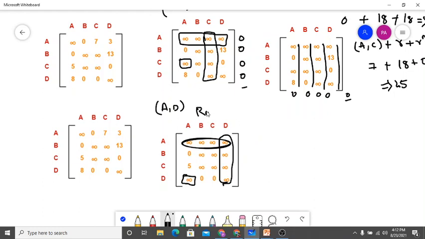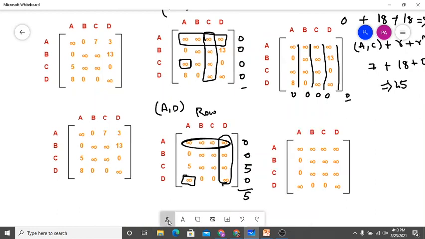row reduction. In the first row, 0, 0. Here the minus 5, okay, and here is 0. So the row reduction cost is 5 now. Okay, in the same way we need to do the column reduction. Here, after removing this 5 from the row reduction, we will get this matrix. For this matrix we need to do the column reduction.